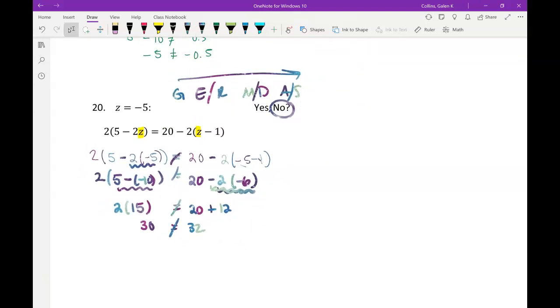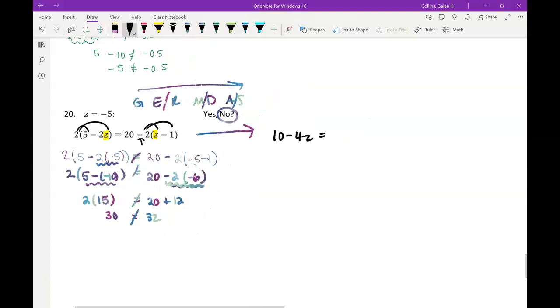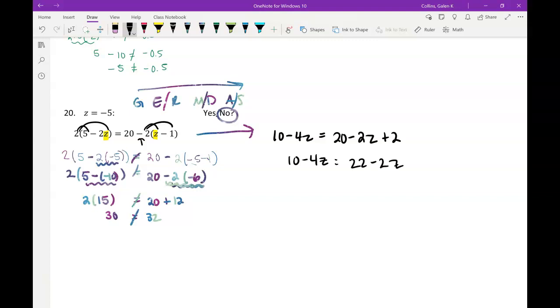This one was pretty tricky. So if you wanted to, okay, the rainbow pen is driving me crazy. If you wanted to, we could go back through and actually solve this just to make sure. So I might distribute that 2 and get 10 minus 4z equals, distribute this negative 2, watch out for that subtraction there, 20 minus 2z plus 2. So I get 10 minus 4z equals 22 minus 2z when I combine my like terms there.